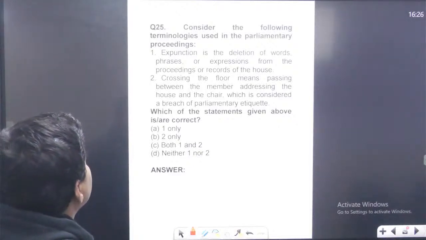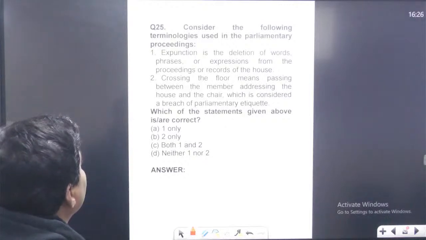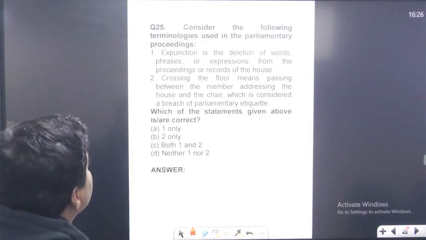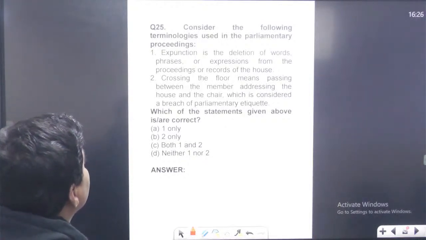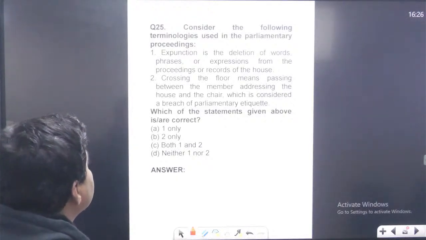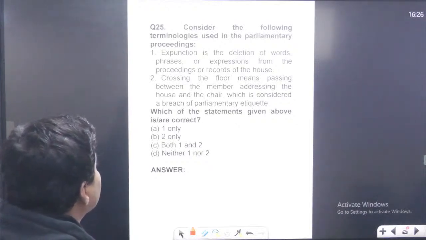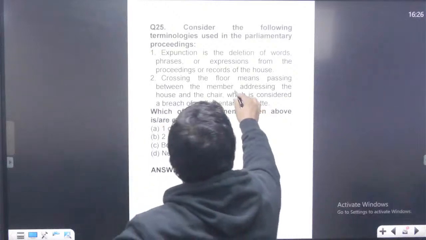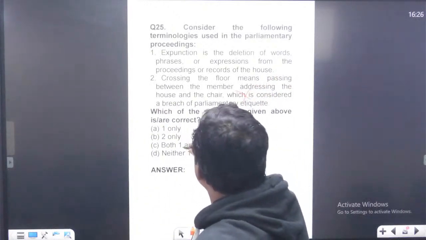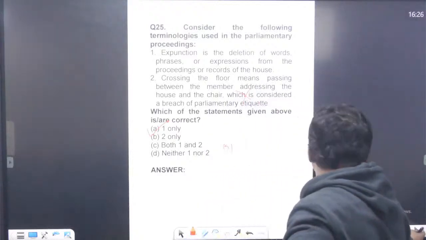Consider the following terminology used in Parliament proceedings. Expunction is the deletion of words, phrases, or expressions from the records. Crossing the floor means passing between the members addressing the House and the Chair. Look at the next one.